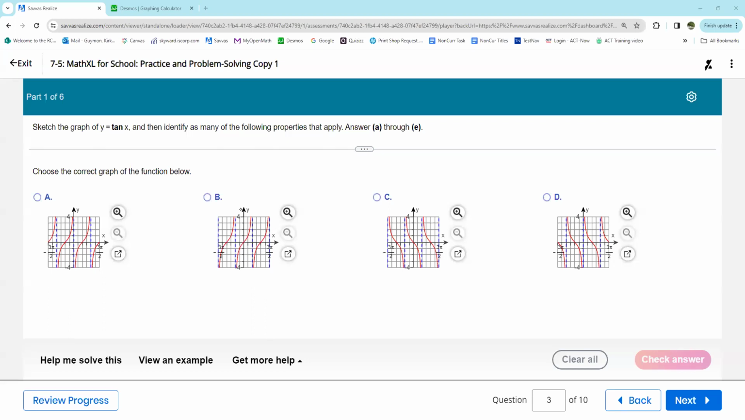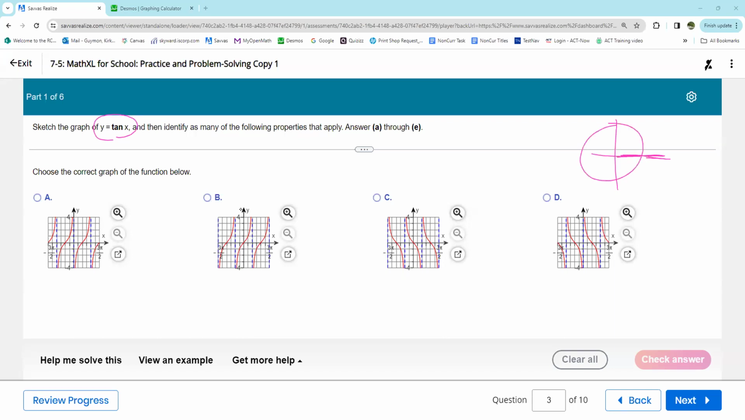Savas Algebra 2, topic 7, lesson 5. Third problem I've asked you to work on here. It has 6 parts, all related to the same type of thing, the tangent of x graph. So remember tangent, you're looking over here, I'll just sketch a unit circle.